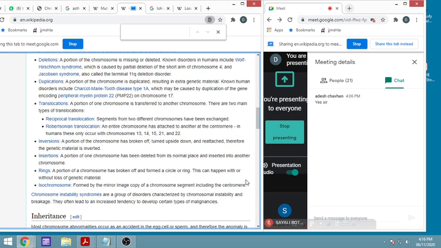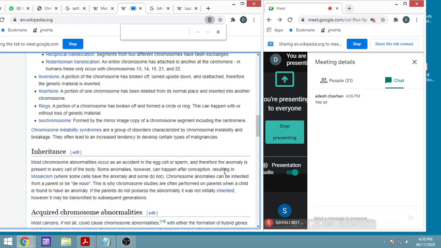What is the difference between insertion and translocation? In translocation there is a mutual exchange, a portion from one comes to the other and the other goes to this one, but in insertion it only goes from one to the other. There is no reciprocal exchange, no coming back. Insertion is one-sided, while translocation is two-sided, meaning two chromosomes are involved. Then we have seen ring formation and isochromosome. So these are various situations.